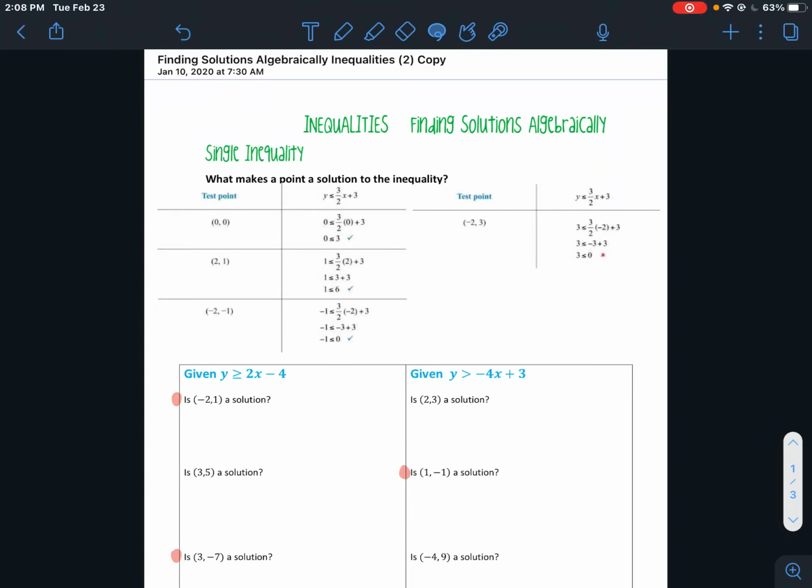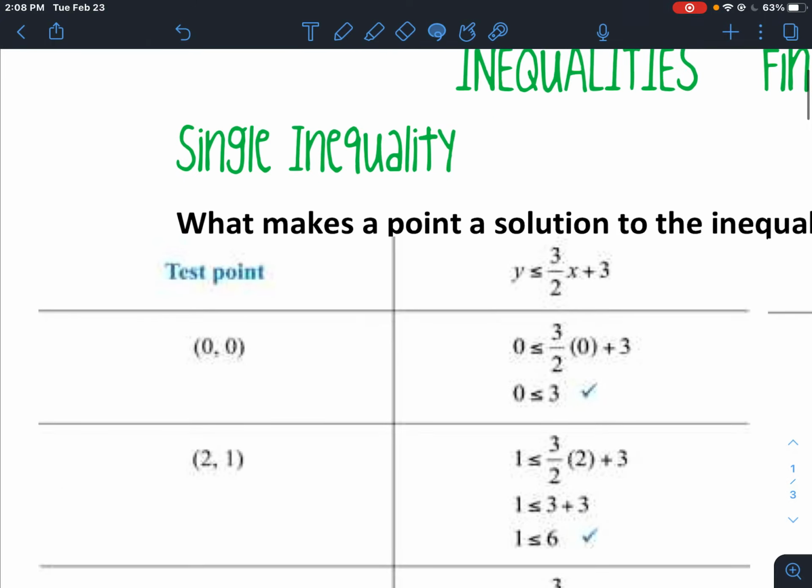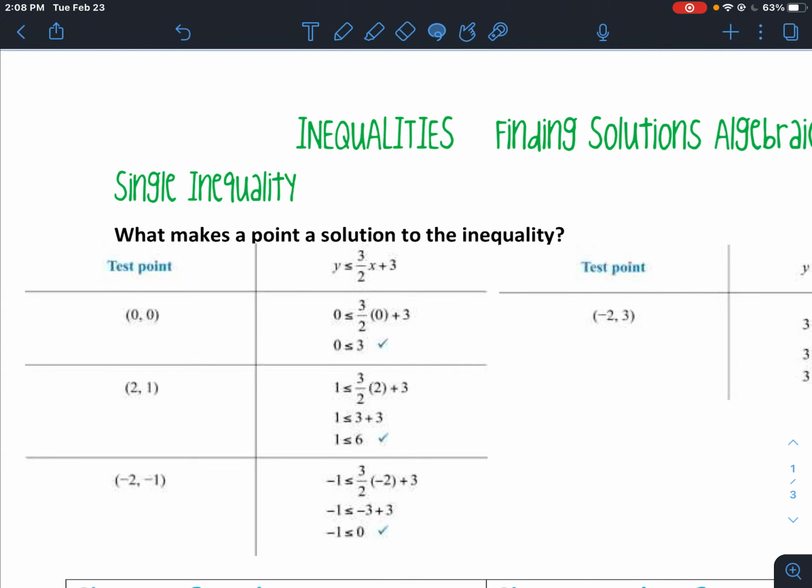Finding solutions algebraically for inequalities. This is very similar to what we did for finding solutions algebraically with equations, except the only difference this time, instead of an equal sign for an equation, we have an inequality sign to represent our inequality. So notes are up here in case you ever want to refer back to them.